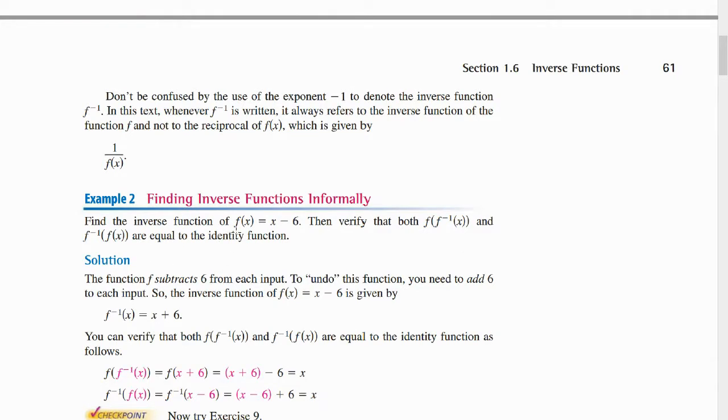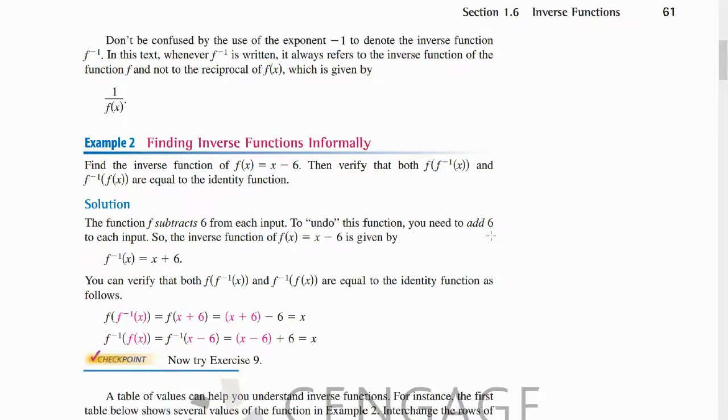All right, find the inverse of the function f of x equals x minus 6, then verify that both f of f inverse and f inverse of f of x are equal to the identity. It's the same idea. And again, these are so simple, we can almost just do them informally. So what's the opposite of subtracting 6 from a number? Well, it would be adding 6 to a number. So these two functions should be inverses.